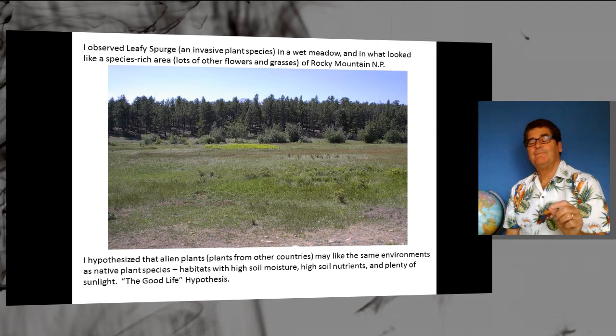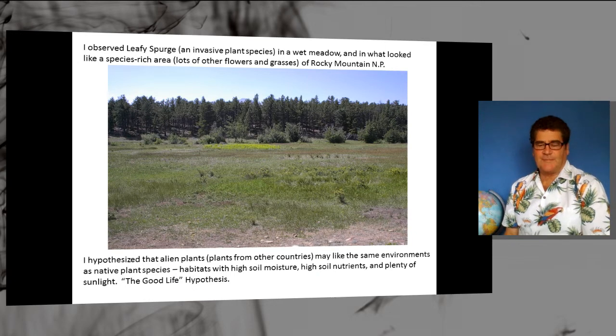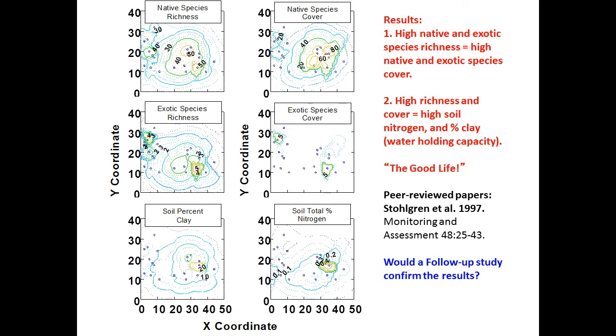Let's see then if we can test whether native species and species from other countries, called exotic species or non-native species or invasive species, all have the same patterns in this general meadow. So how would we do that?